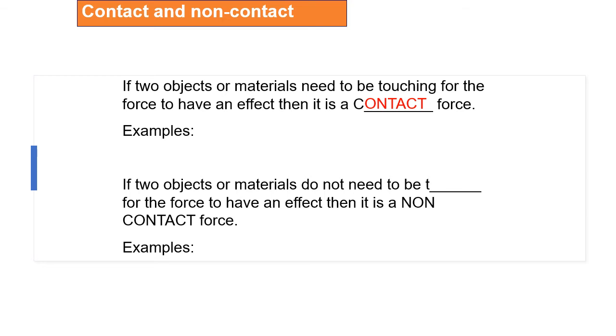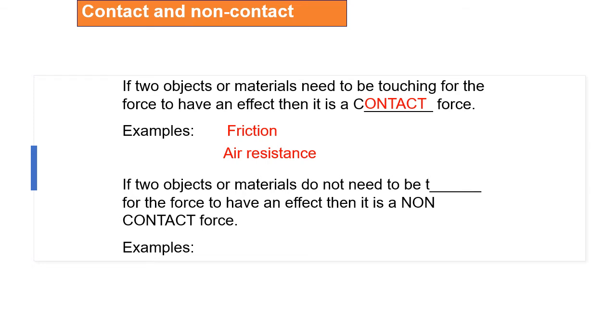Did you get any? I'm going to show you a couple. Friction, air resistance. Friction will act only when two objects are rubbing each other or are in contact with each other. Similarly, air resistance is when you're moving through air, the air particles will be hitting your body. So they have to be in contact.